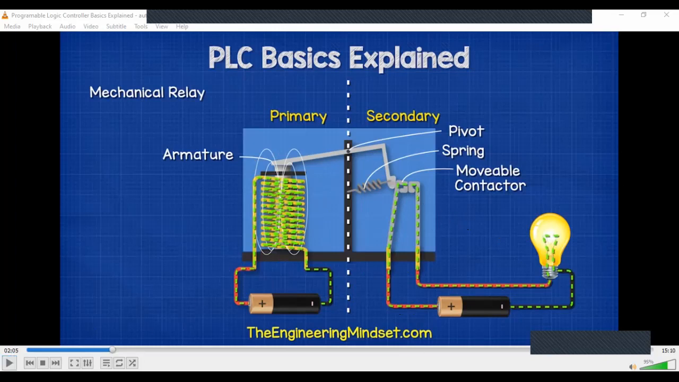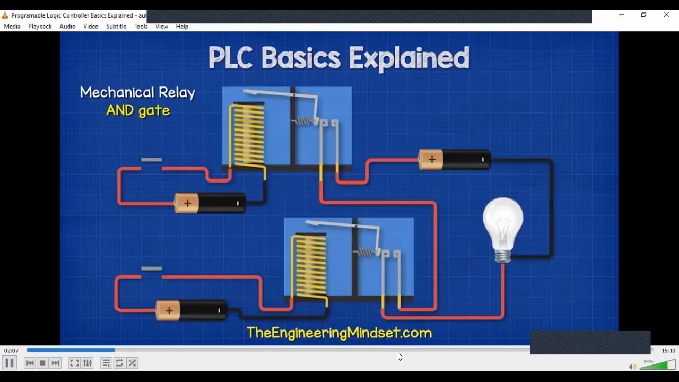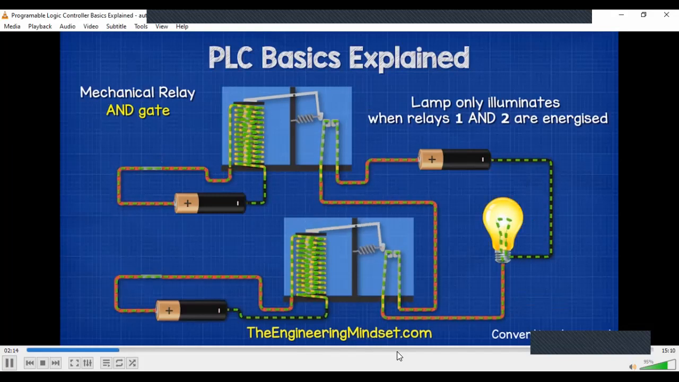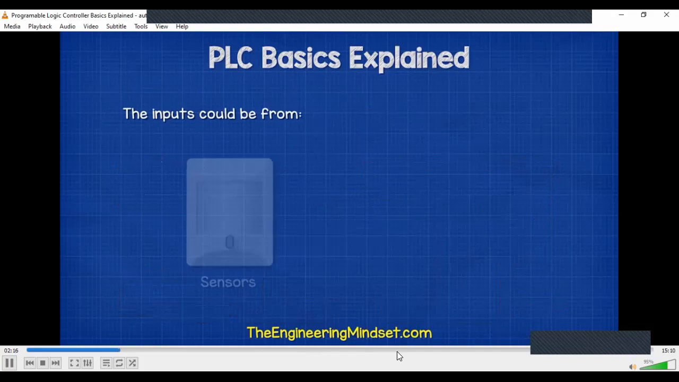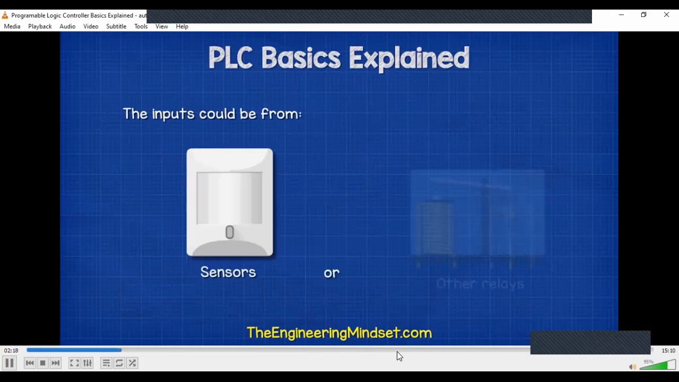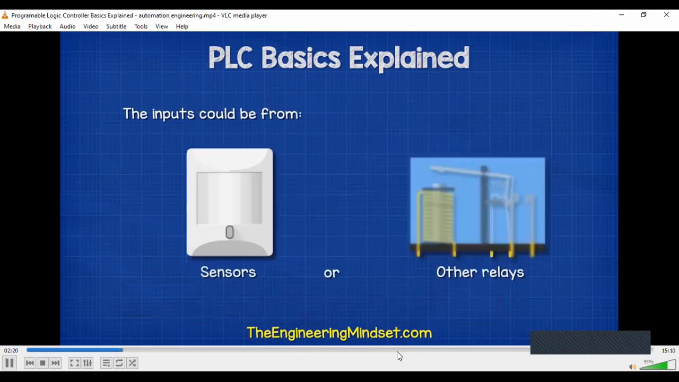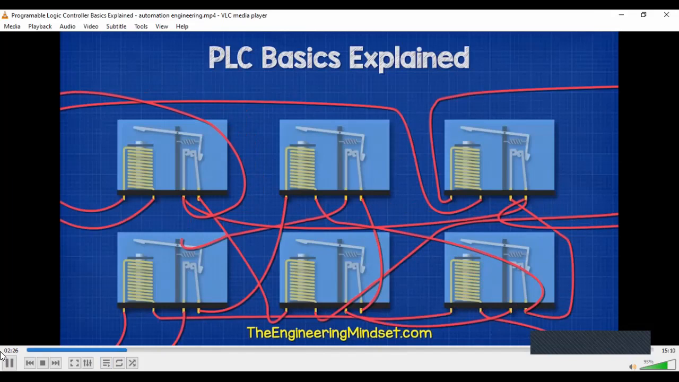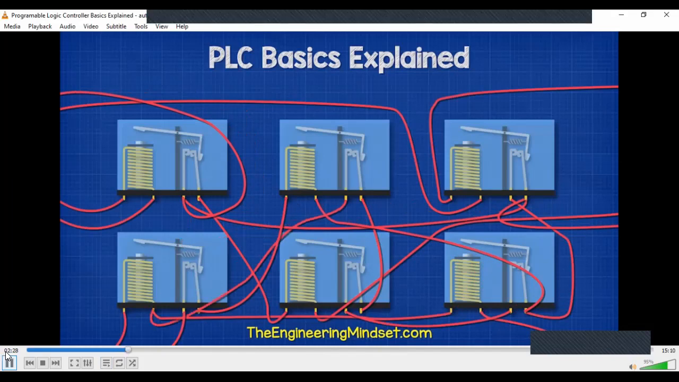For example, with a simple AND gate, only when two inputs are energized, this one and this one, does the relay output energize. These inputs could be sensors, or they could be outputs from other relays. To change the operation, the physical wiring had to be changed. So the physical connections had to be altered if a different response was ever required.